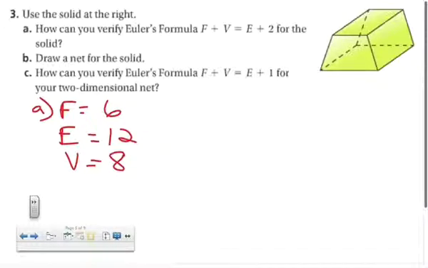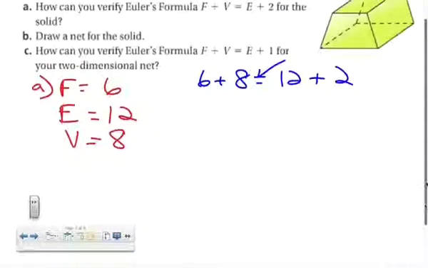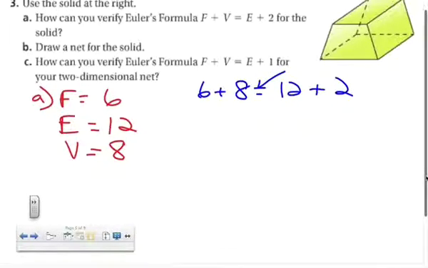So all they're asking us to do in part A is take those numbers, plug them into Euler's formula, and show that left side equals right side. Okay? So I would have 6 plus 8 equals 12 plus 2, and that is a true statement. Easy enough. In part B, they're asking us to draw a net for the solid. Remember, we've done nets before. That's where you're cutting it open and laying it flat.